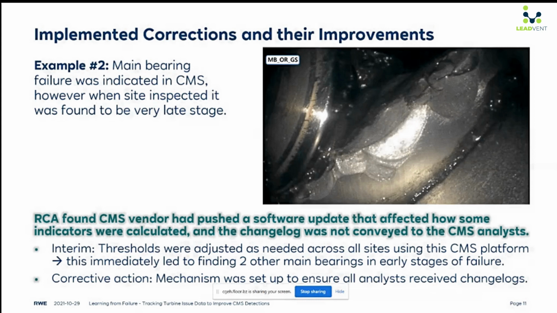So in the interim, thresholds were adjusted, and this immediately led to finding two other main bearings in early stages of failure. And then as a final corrective action, a mechanism was set up to ensure all the analysts received change logs so that they could adjust or react to any changes in the software as needed.